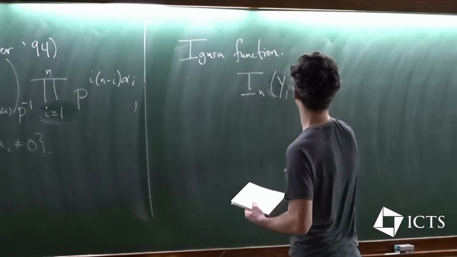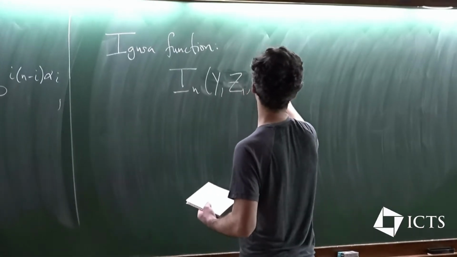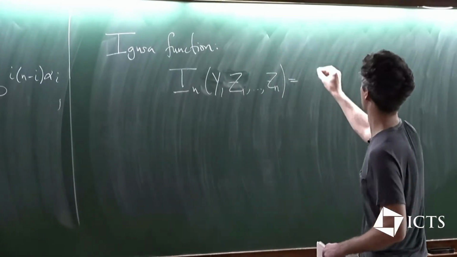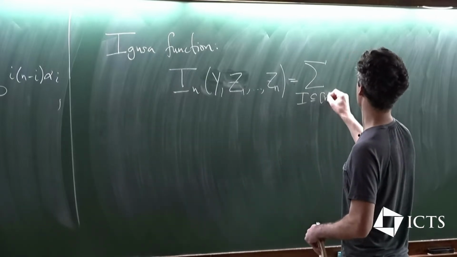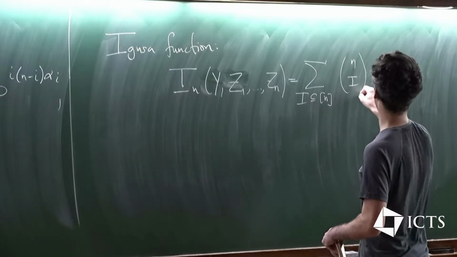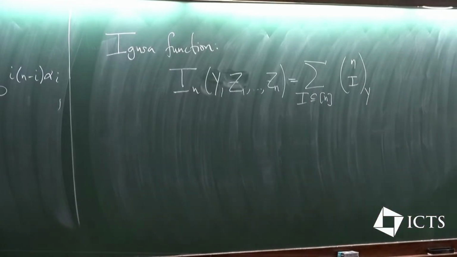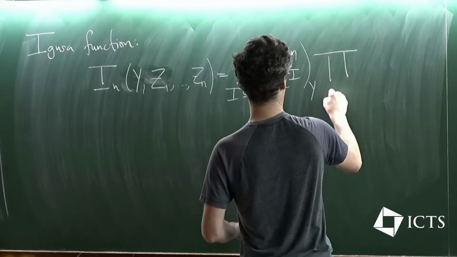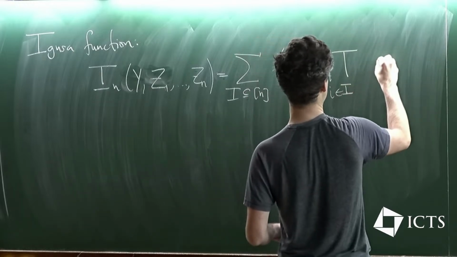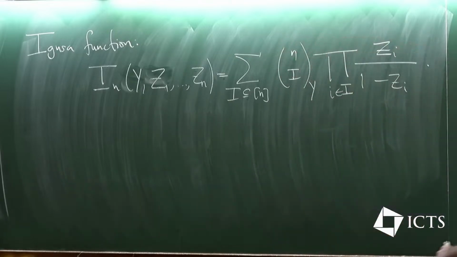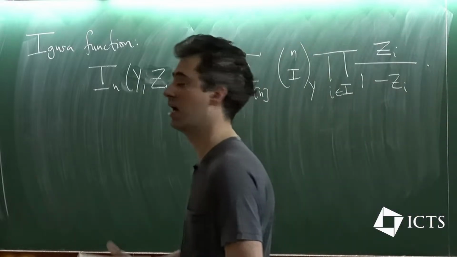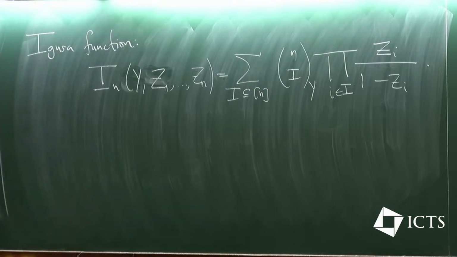I'm going to use z1 through zn for variables, so as not to confuse some other things later on. Then we run through all the subsets of n, take that multinomial coefficient relative to y, and then we've got a whole bunch of geometric progressions determined by the set I. There's our Gauss function there. And this is going to help us record and determine this zeta function here.